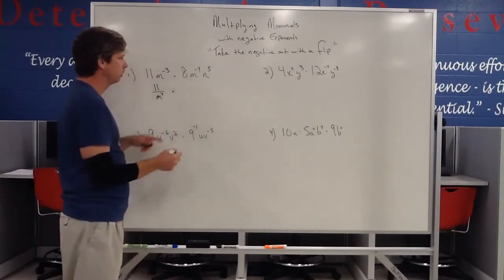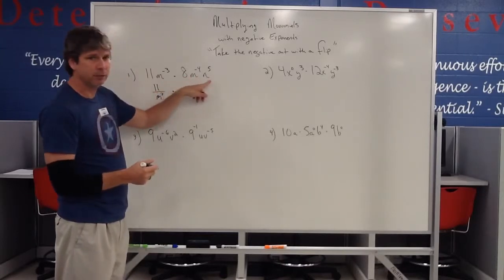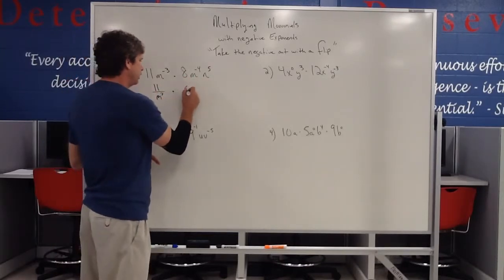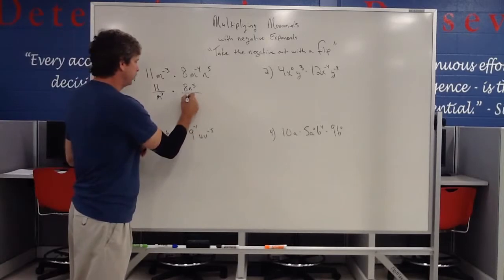So on this next monomial, the 8 and the n to the 5th don't have any negative exponents, so they stay right where they are. So 8 times n to the 5th will be on the top. But that m to the negative 4 is going to flip down to the bottom as m to the 4th.